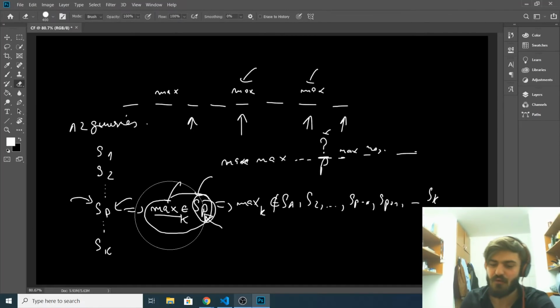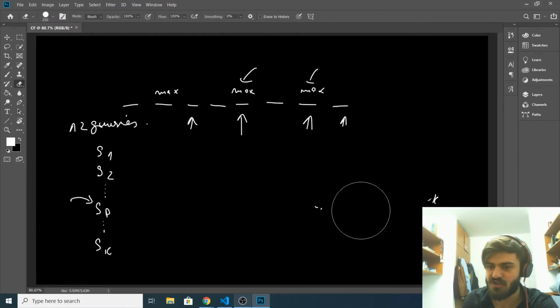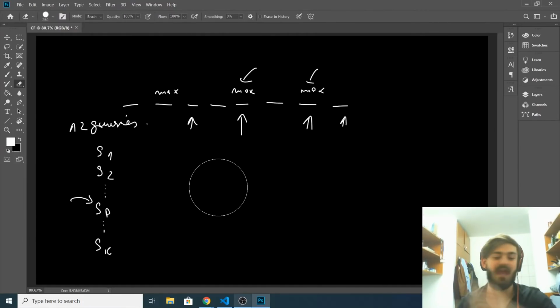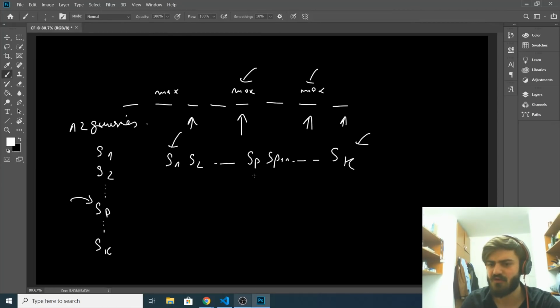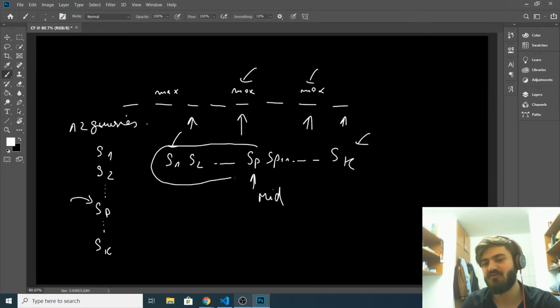I'm gonna tell you quick how we do the binary search, and then you should be able to solve it on your own. Basically, you take all the subsets, S_p, S_(p+1), and so on up to S_k, and of course this is the left initially, this is the right. You take the middle one, and you ask yourself: is there, between all these subsets, one subset which contains the maximum?